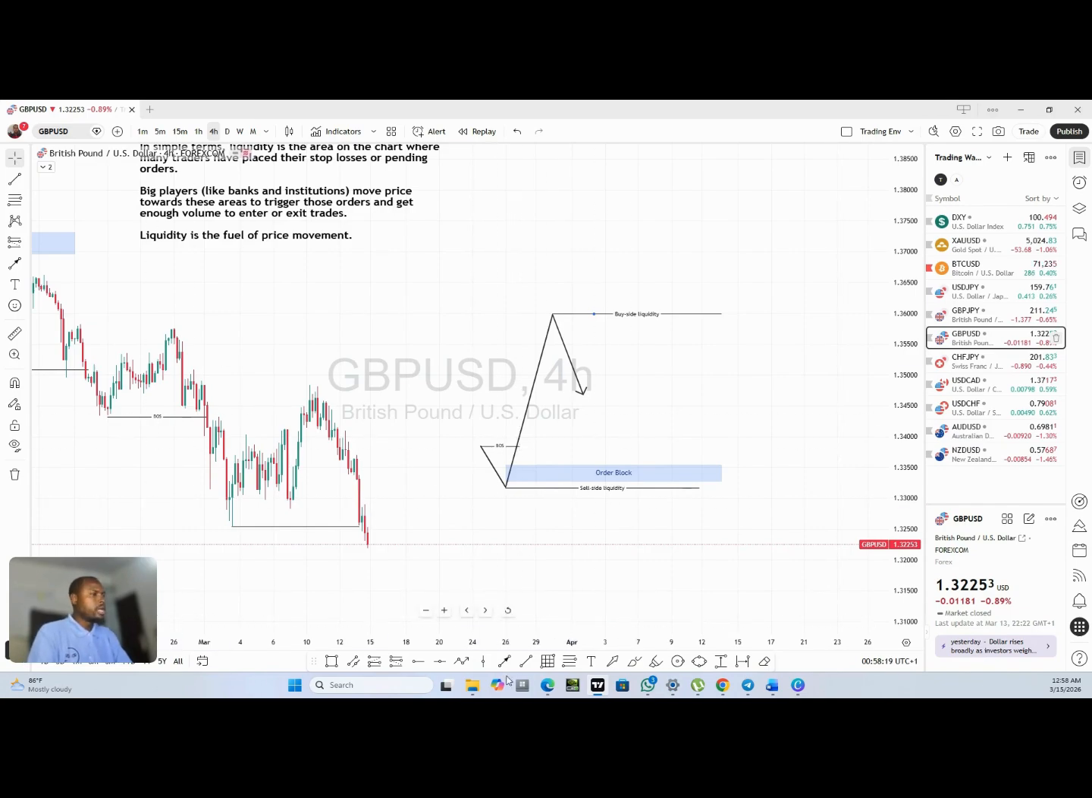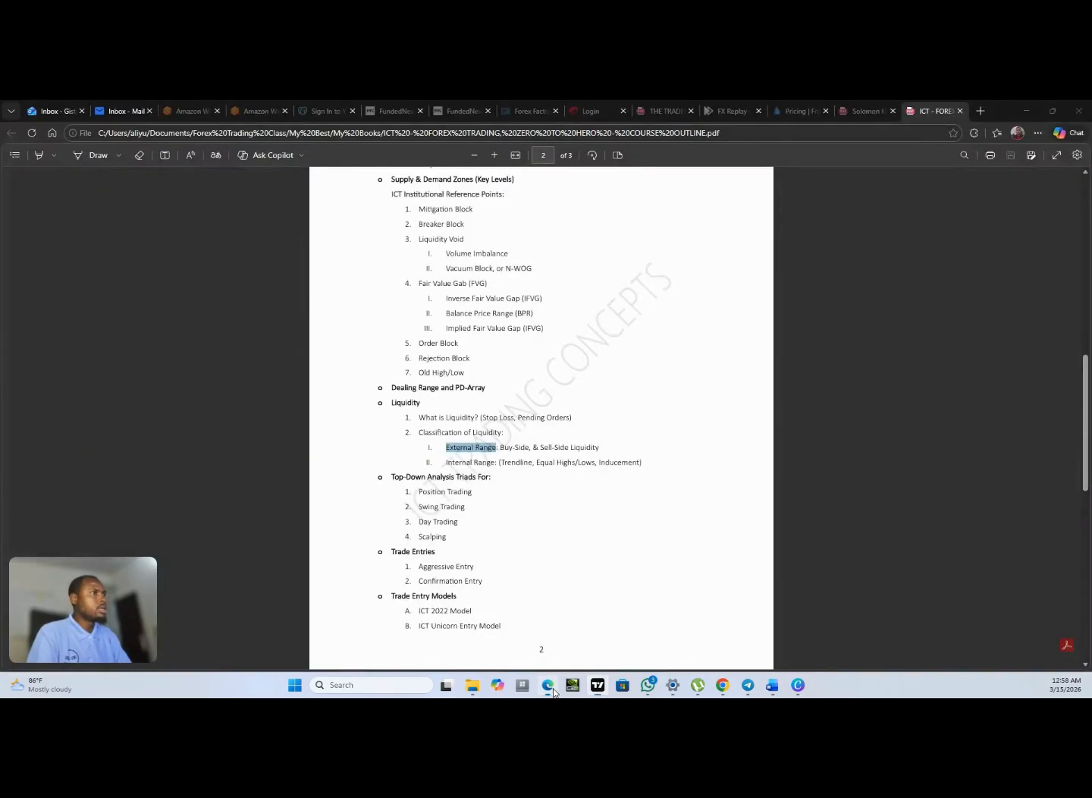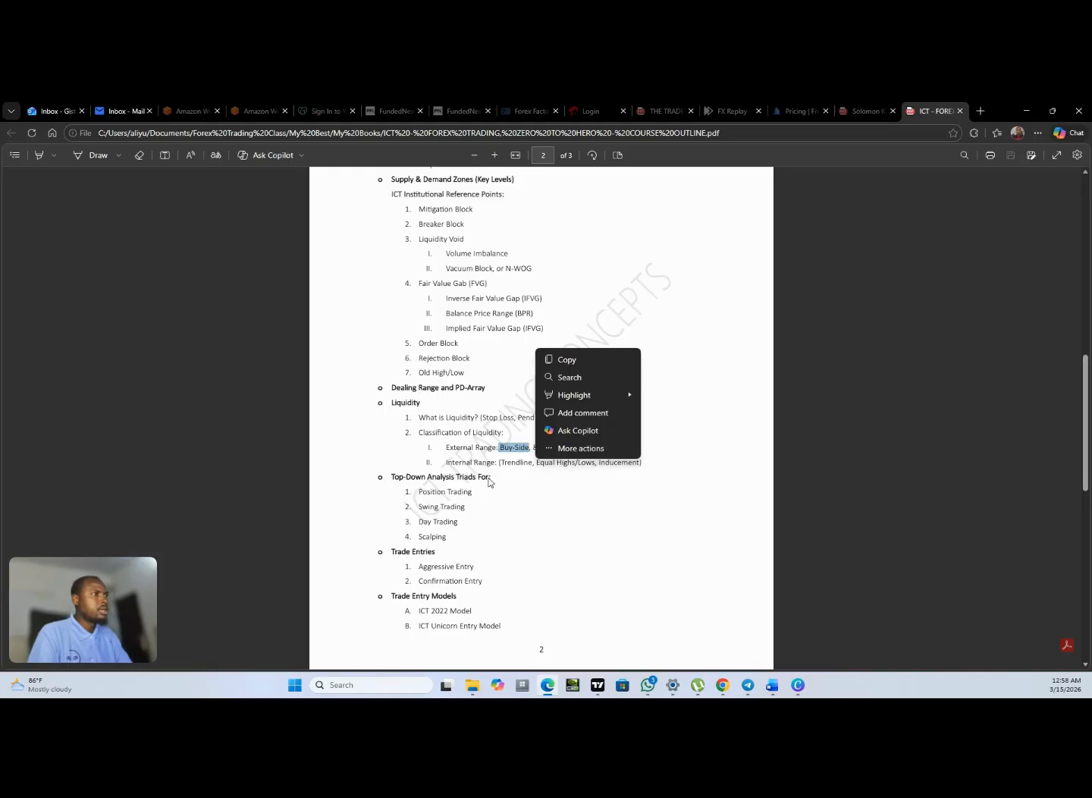So then the next one is what? The next one is internal, as you can see, buy side and sell side liquidity. Then the next one is what? Internal range liquidity. So internal range, it has its own classification. That's where we are going to waste much time.